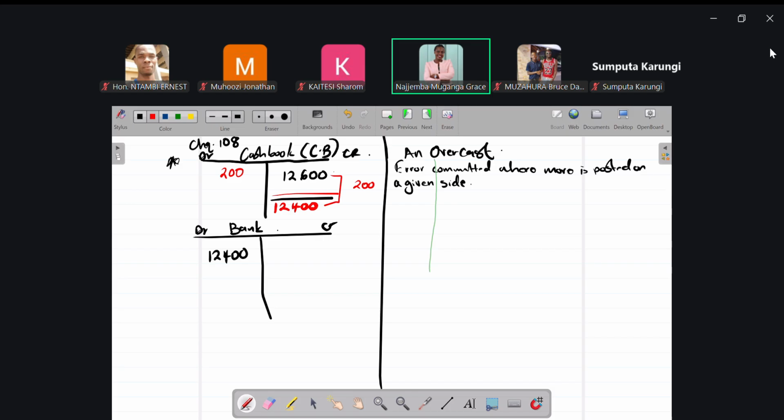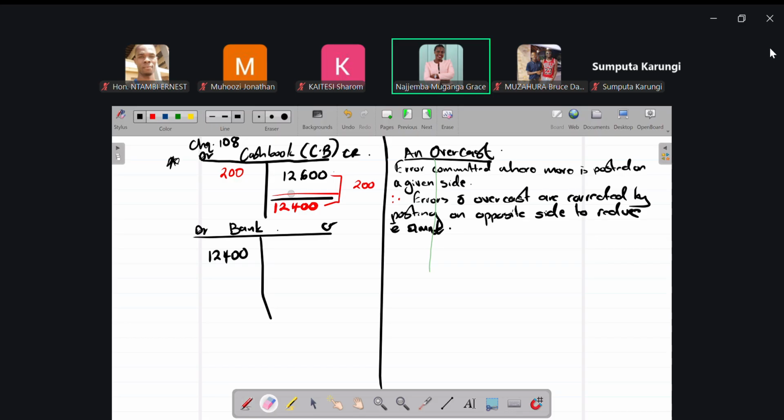So I conclude by saying that, put this down, it will guide you. Errors of overcast are corrected by posting on the opposite side to reduce the amount. When you make such notes, when you're revising, it's easy for you. So that is how you correct it. Even if we try to balance off this account, you'll find that we shall remain with 12,400.